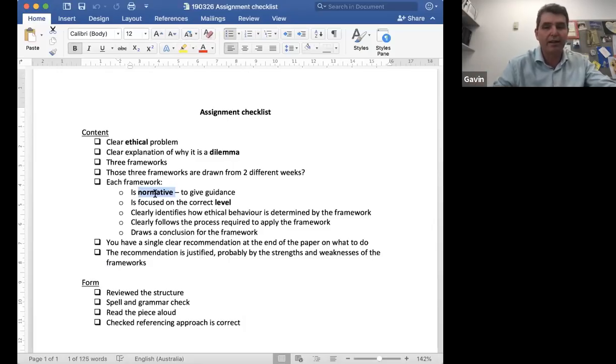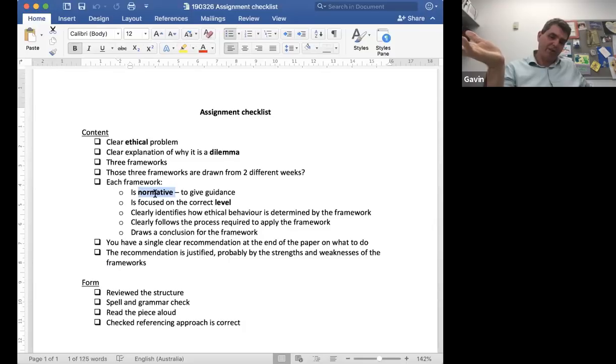As well as that content, make sure you go through the basic hygiene of good writing. There are quite a few marks here for communication. So review the structure. Does it make sense? Is it easy for the reader, for the examiner, to actually read what you've got there? Have you done a spell and grammar check? Have you read it aloud? Reading aloud is one of the best ways that you can check that it sounds good and that it makes sense. Just check that your referencing approach, etc., is correct.